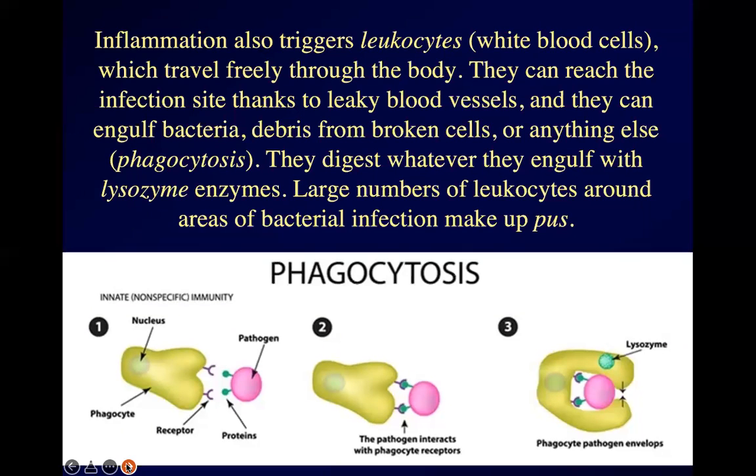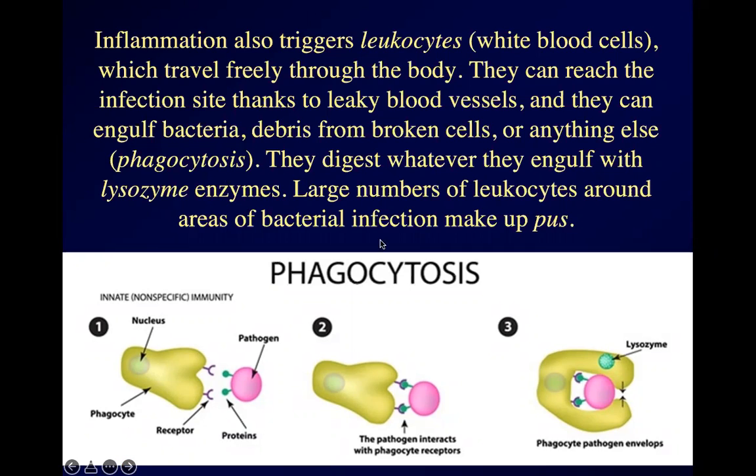They can engulf bacteria. They basically attach to a bacterium and kind of flow around it and end up completely surrounding it and breaking it down because they have lots of lysozyme, this all-purpose digestive enzyme that breaks things down. They can also engulf debris from broken cells. They can go after anything that's needed.